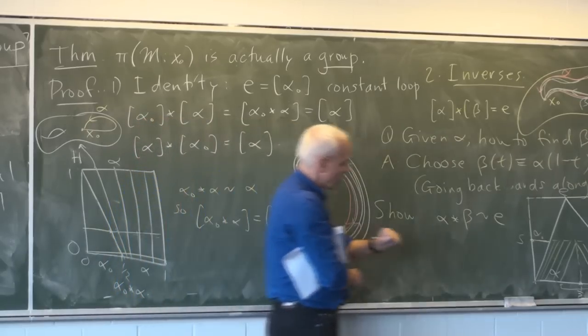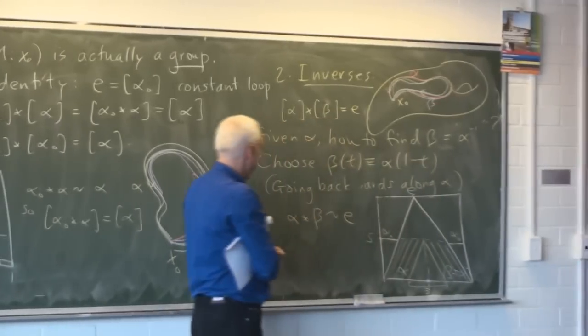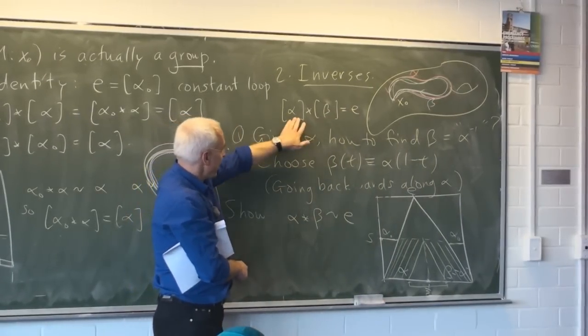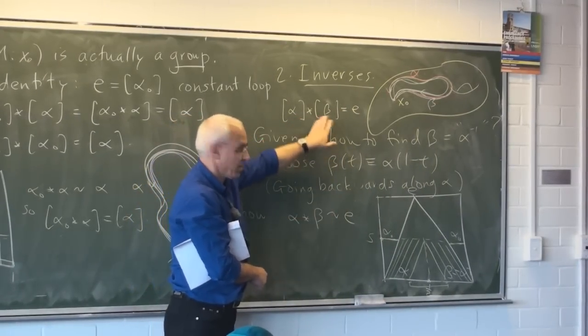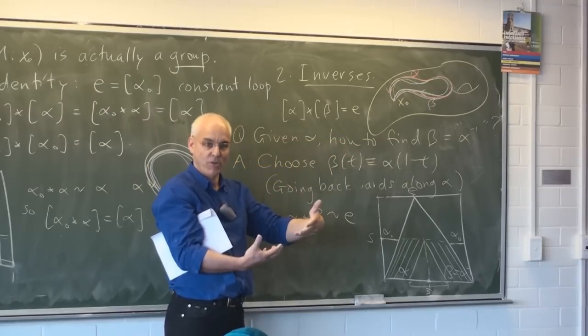That's the meaning of this homotopy from alpha times alpha inverse to the identity, proving that alpha times this alpha inverse really is the identity in homotopy.